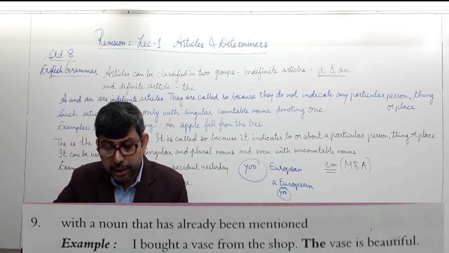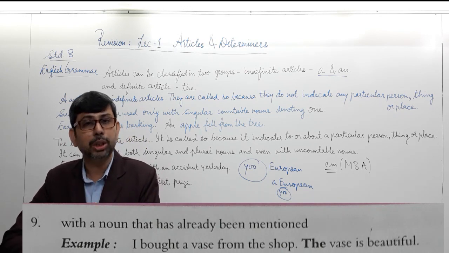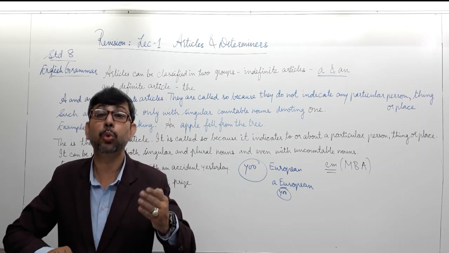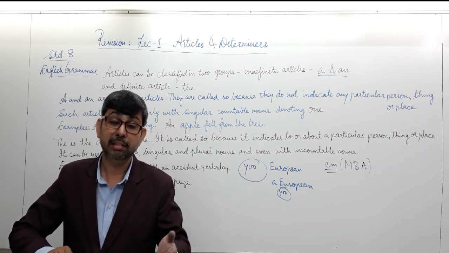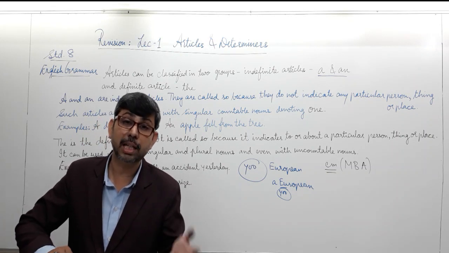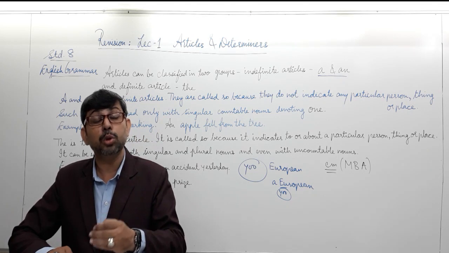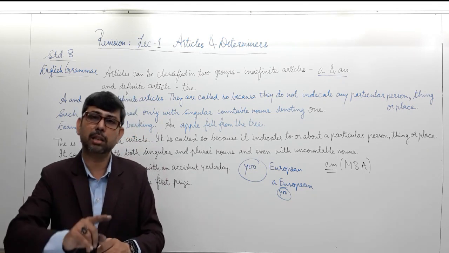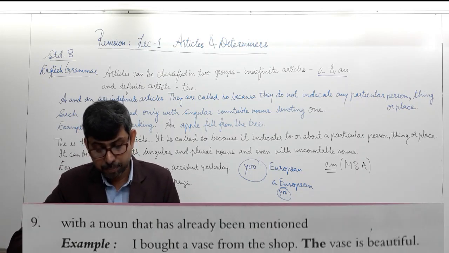The is used with a noun that has already been mentioned, something that has already been used or referred to earlier. When we have already spoken about that in the previous sentence, and you are repeating it again in the next sentence, when you are referring to the same thing again, then we make use of the article the. For example, there are two parts in a single sentence.